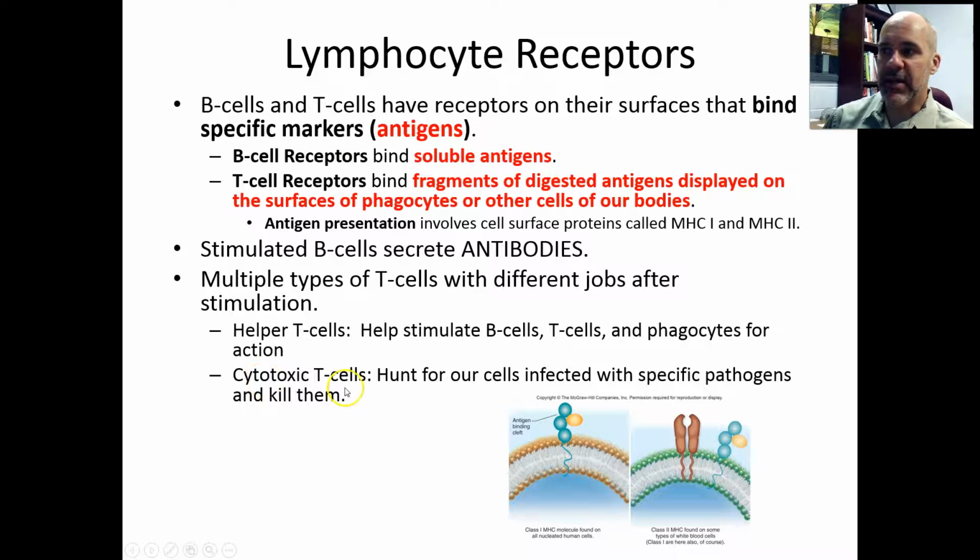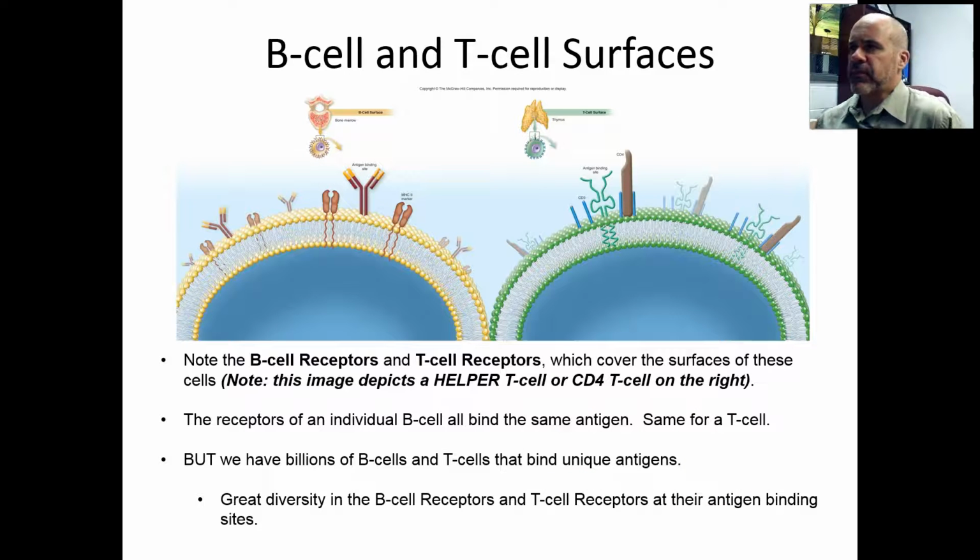And cytotoxic T cells identify cells in your body that are infected and kill them. And that's helping to limit the spread of those pathogens to other cells within the body. So they're basically assassins for cells in your body that are infected with some sort of intracellular microorganism.